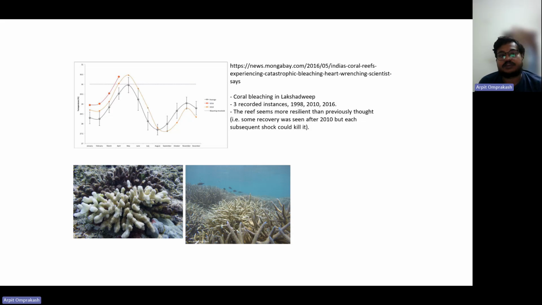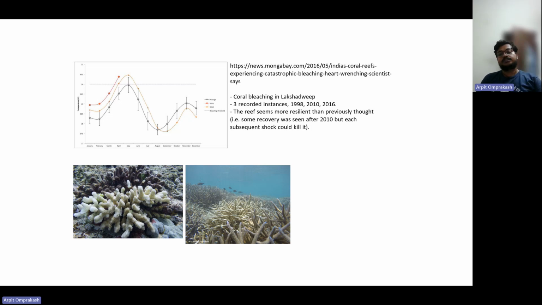So on the left hand side, we see a graph of the temperature and the bleaching threshold. So if you cross this temperature, bleaching occurs, right? And the graph shows us the change in temperature across the years, right? In 2016 and in 2010, and what we see is that in 2010 it almost crossed the threshold, and because of that there was a bleaching effect. But in 2016 it has increased quite a lot, right?